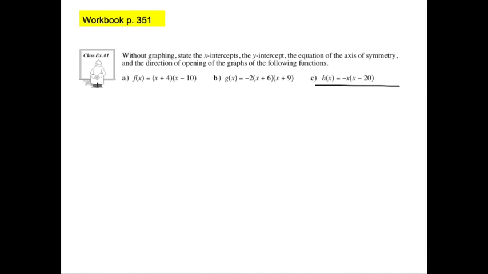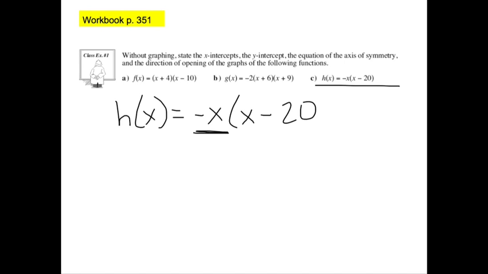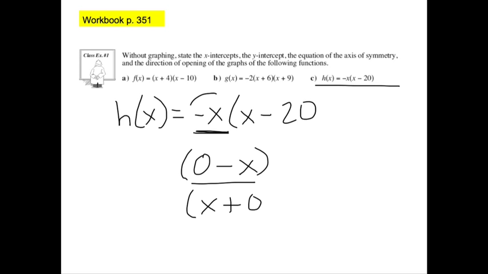Then we have C. This one looks a little bit different. You've got h of x is equal to -x, and you've got x minus 20. If you ever see a situation like this, it's almost the same as saying something like 0 minus x or x plus 0. In this case, I said 0 minus x because this is a -x. So you can treat it like that. In that case here, what you're going to find is that one of your x-intercepts is going to be 0. The other one, of course, flip the sign, that's going to be 20.